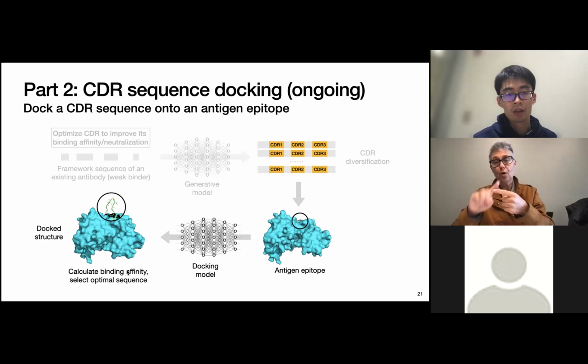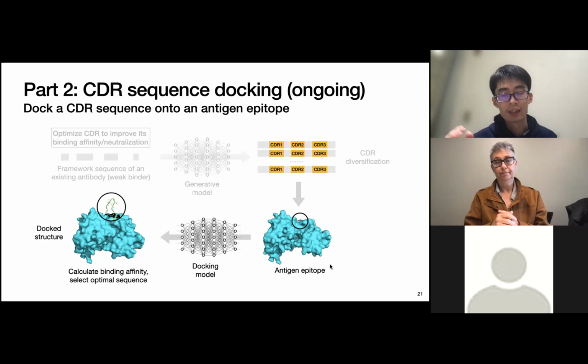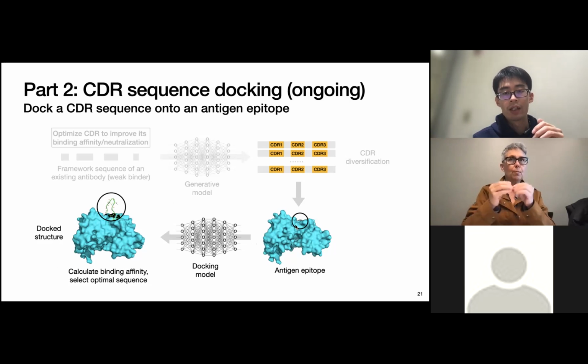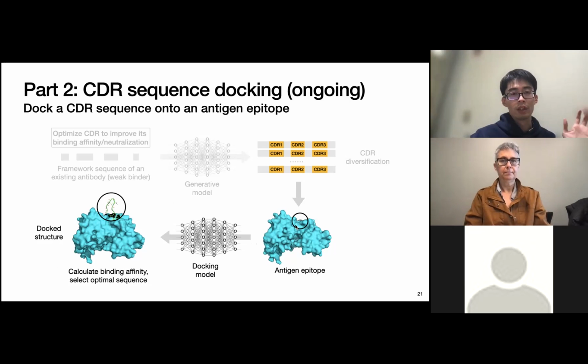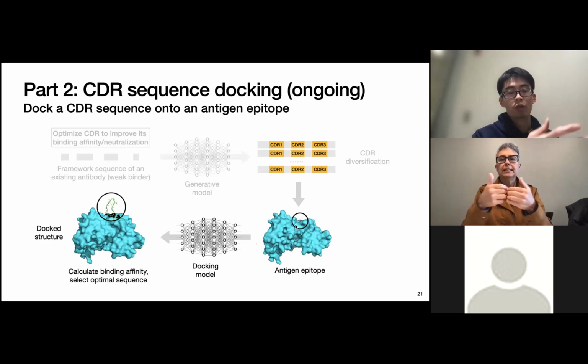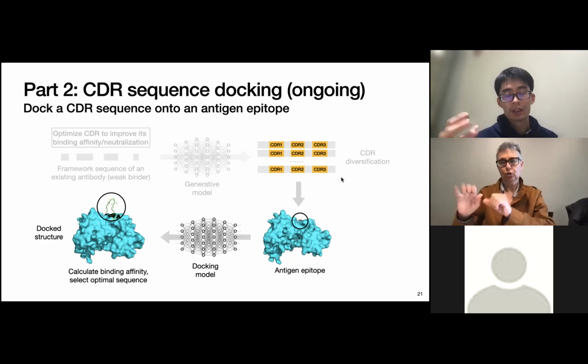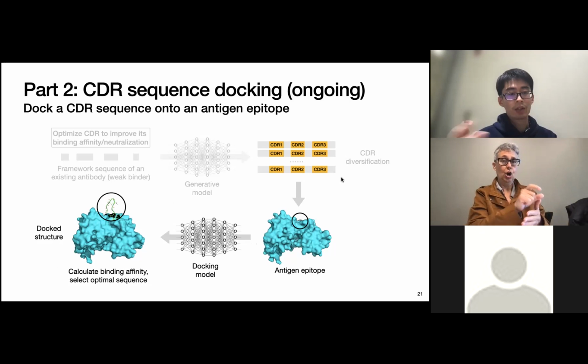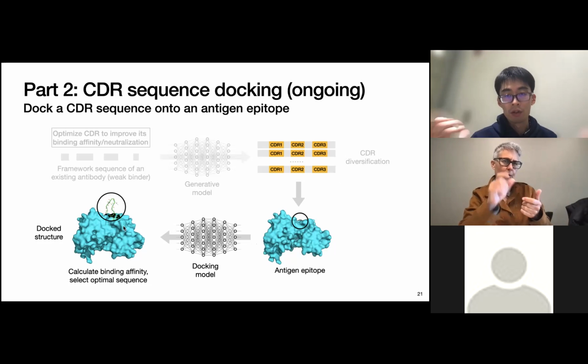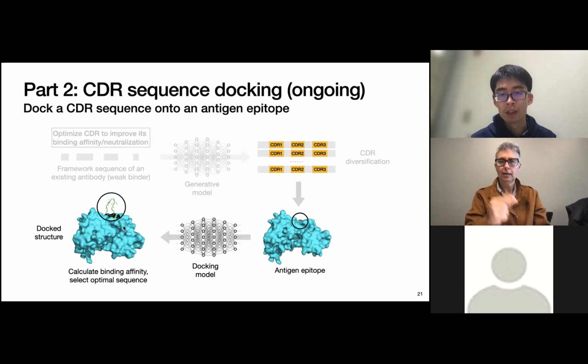Here, let's focus on a simpler task. Let's decouple the generation from this structural modeling a bit. Let's say I have a CDR sequence, can we predict how it interacts with the antigen? This problem is known as docking. And let's see if deep learning models could actually perform these kinds of docking tasks.